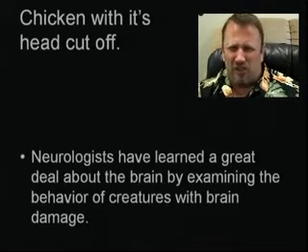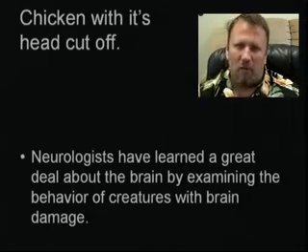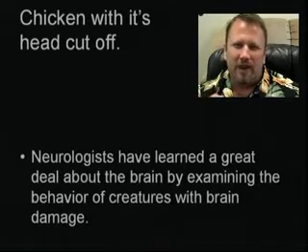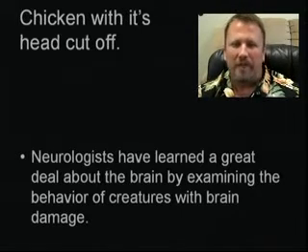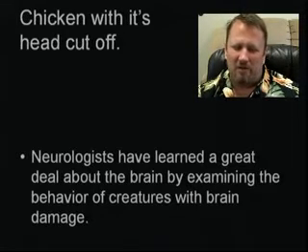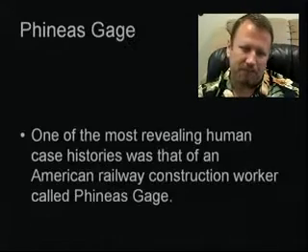Well, I don't know if you've ever heard of a chicken with its head cut off. Cut a chicken's head off, it runs around in circles for a little bit before it falls down. And to a neurologist, that reveals that the reflexes of running, the reflexes of ambulation, are very concentrated in the spinal cord, because the brain is obviously not required for some simple reflexes of ambulation. And so, unfortunately, neurologists have learned a great deal about the brain quite simply by examining the behavior of creatures and people with brain damage.